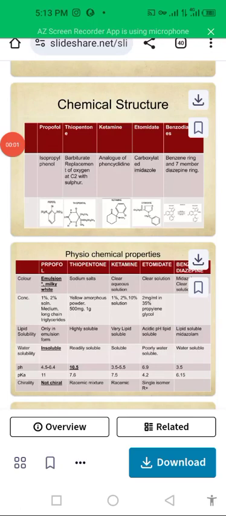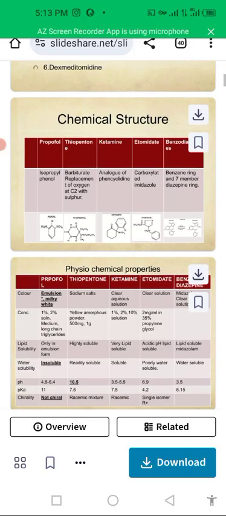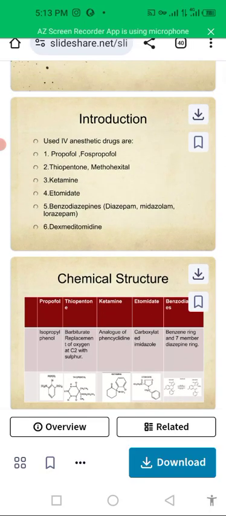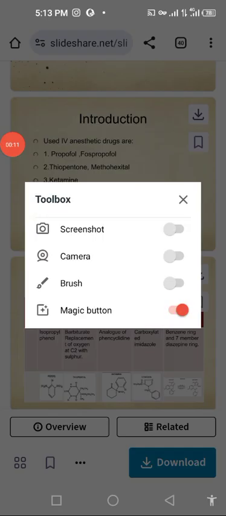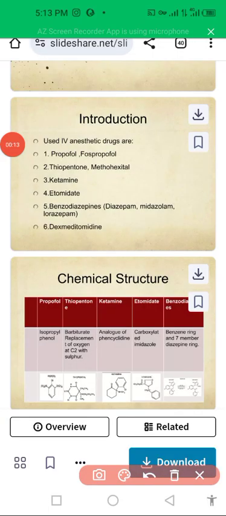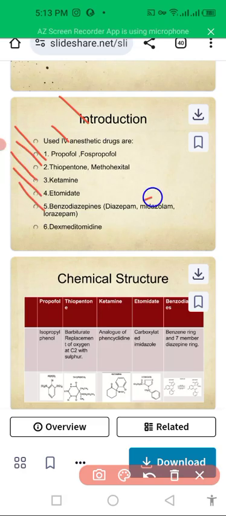Okay, so now we are going to look at anesthetic agents that are used in IV form and their different aspects like doses, their formula, chemical names, and what precautionary measures we should take before giving these IV agents. So, the introduction: these IV anesthetic drugs are propofol, thiopentone, ketamine, etomidate, and benzodiazepines, of which the most commonly used is midazolam, and dexmedetomidine.